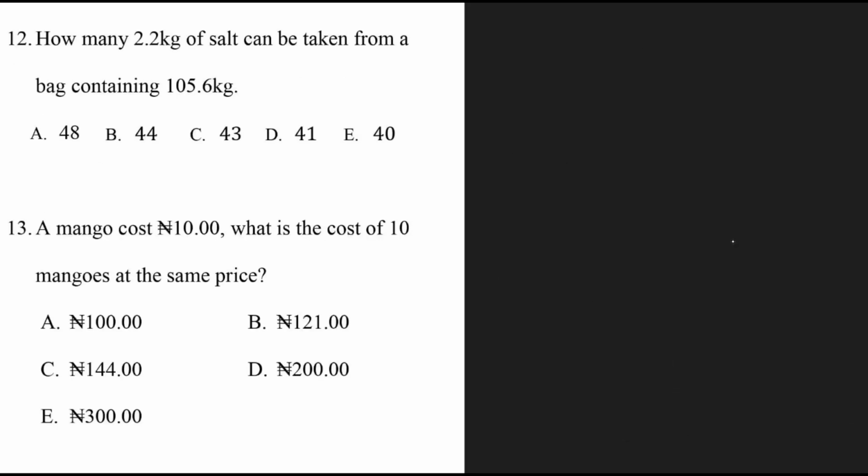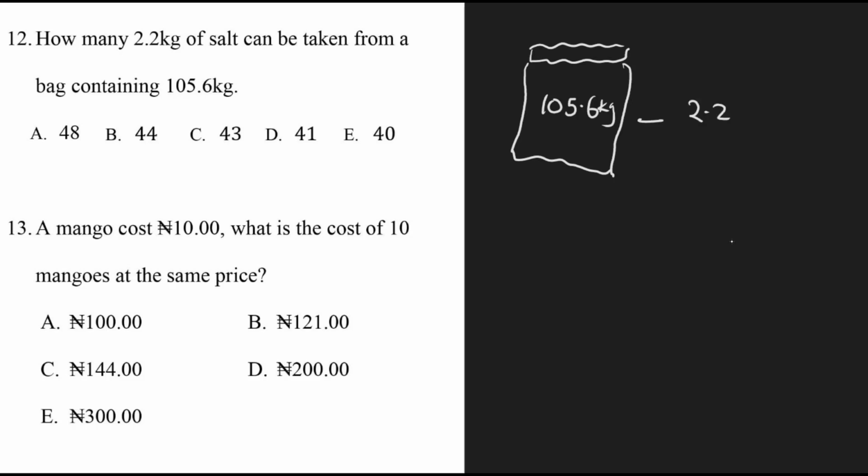So let's move. Question 12 says how many 2.2 kg of salt can be taken from a bag containing 105.6 kg, right? So now imagine you have a bag of salt, and it is 105.6 kg. So how many of 2.2 kg will be taken from here? So minus 2.2 kg. How can you get 2.2 kg? How many of them from here? The simplest thing is just what?